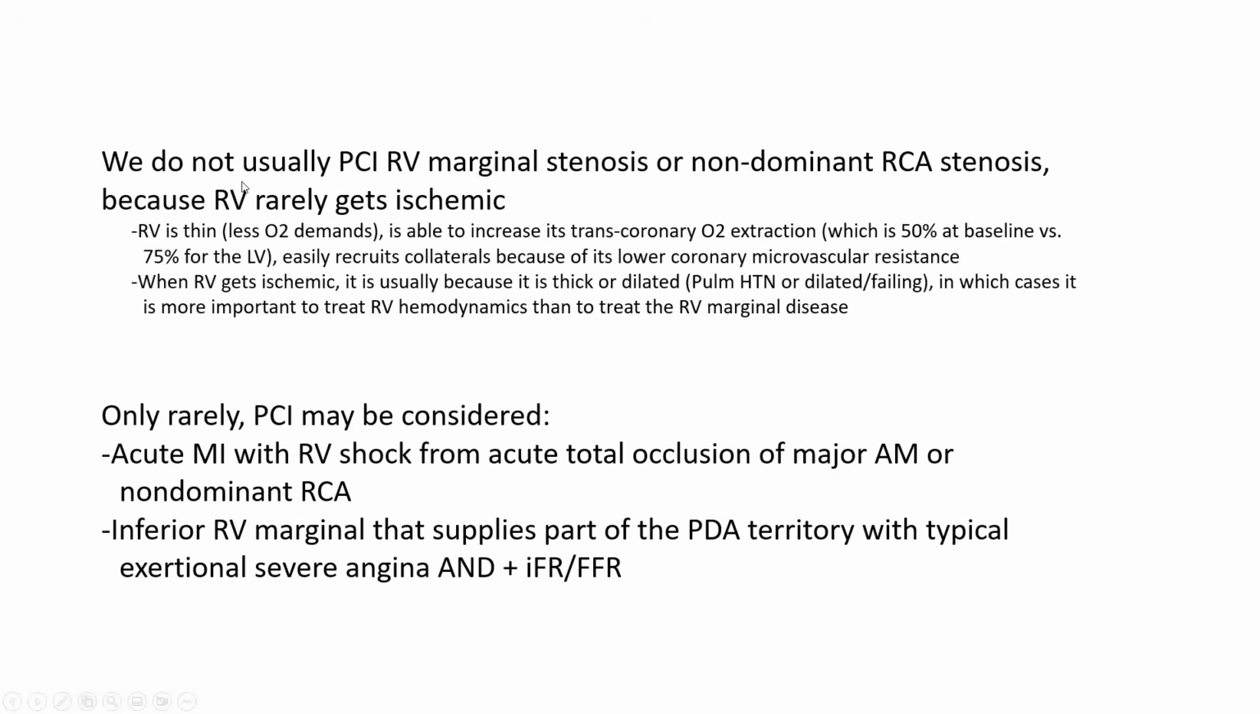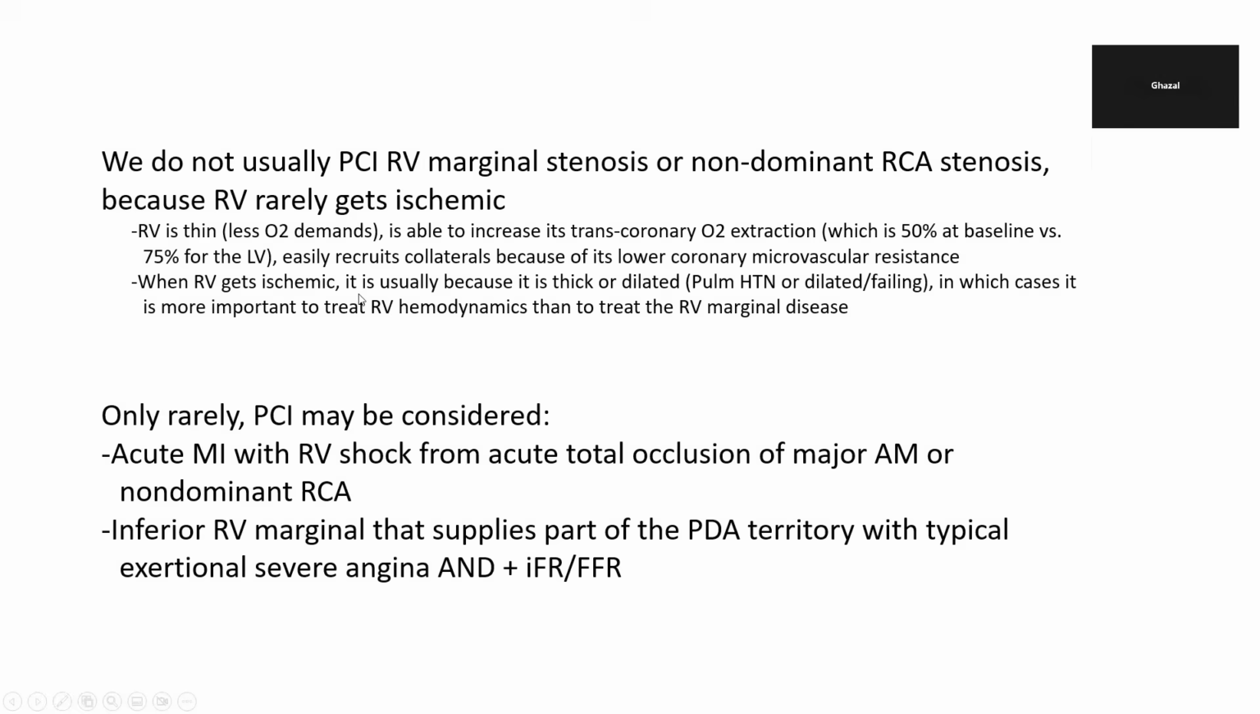So we do not usually do PCI of RV marginal stenosis or non-dominant RCA stenosis that only gives RV marginals, because the RV rarely gets ischemic. The RV is thin and is able to increase its transcoronary O2 extraction, which is at baseline 50%, unlike the LV, which is very high at baseline, 75%, with very little room to increase it. And the RV also easily recruits collaterals because of its low coronary microvascular resistance.